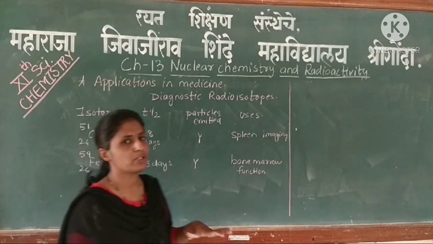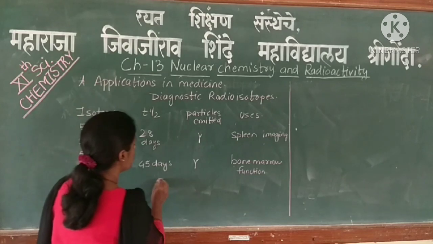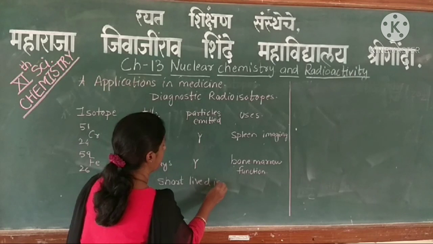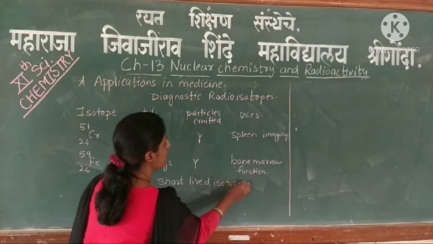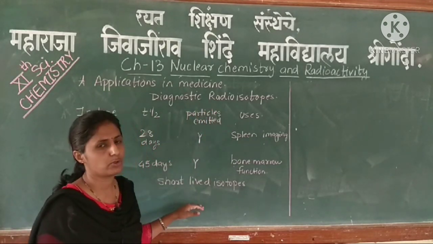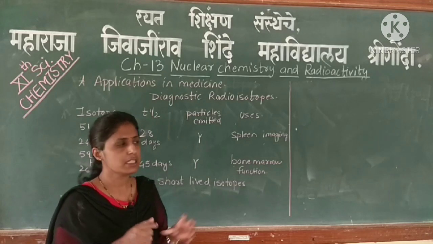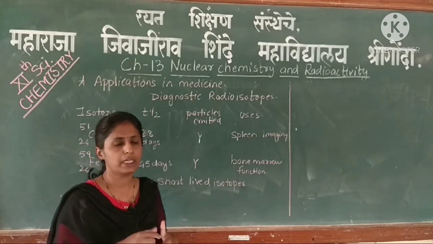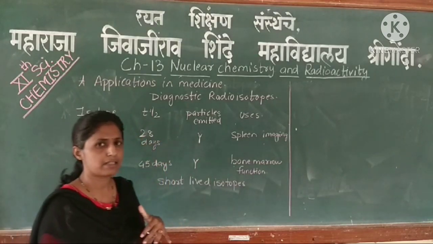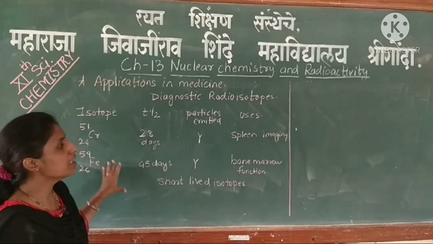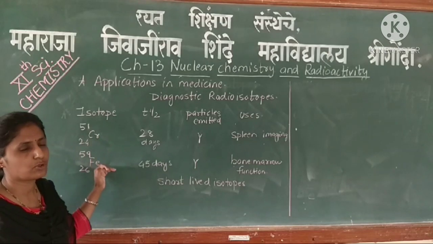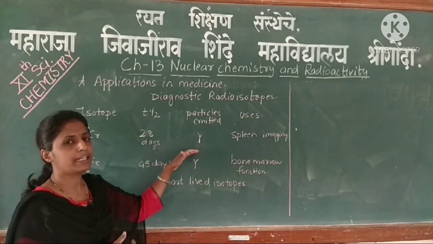Now why are these two types of isotopes used? Short-lived isotopes are used. Why are these two isotopes there? Because these diagnostic radioisotopes are short-lived isotopes, so that they don't harm your body too much. These isotopes are injected in your body. हे तुमच्या बॉडी मध्ये इंजेक्ट केले जातात स्टडी करण्यासाठी. स्प्लीनचा तुम्हाला त्रास असेल तर स्प्लीनचं स्टडी करण्यासाठी, निदान करण्यासाठी क्रोमियम हा आयसोटोप तुमच्या बॉडीमध्ये इंजेक्ट करून त्याचं ऍक्टिव्हिटी स्टडी केली जाते.